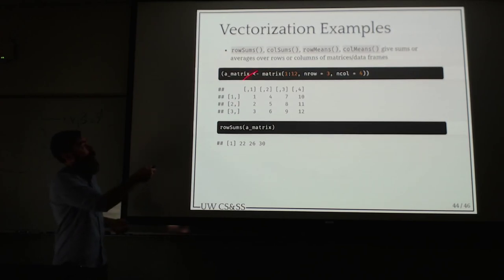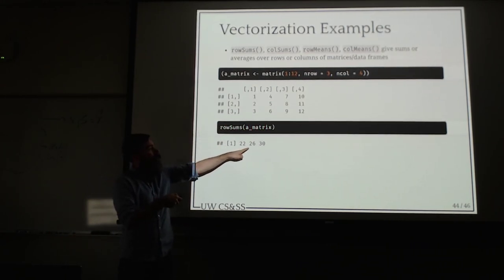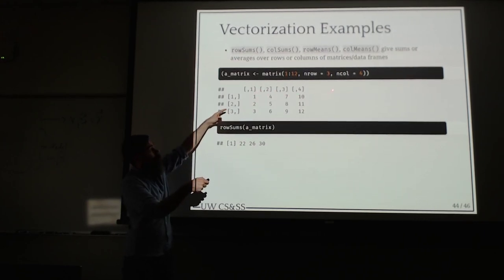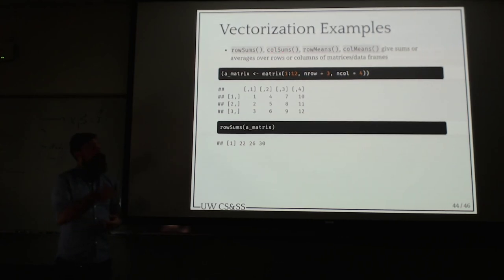For instance, if I have a matrix that looks like this, and I wanted to get sums across the rows of this matrix, I could just say rowSums of the matrix: 22, 26, 30. The sum of those is 22, the sum of those is 26, the sum of those is 30. Right? Row sums. You could do a loop to do that, but you'd have to actually think about it. Vectorized functions like this tend to just work. They exist already and they're fast.